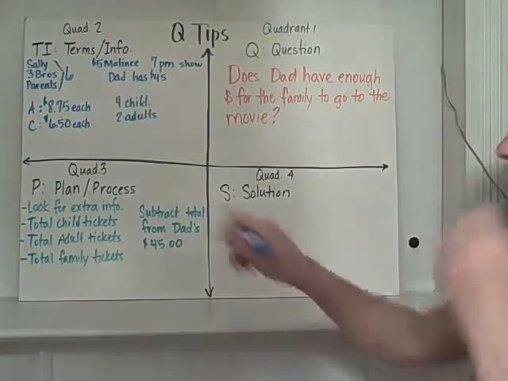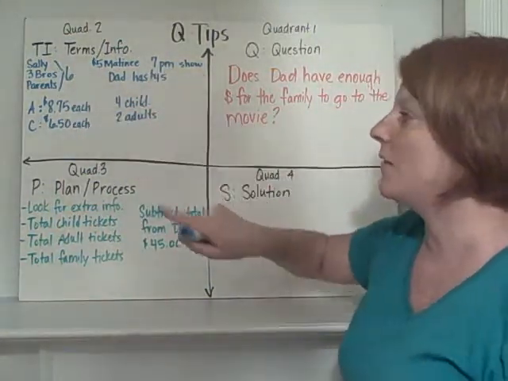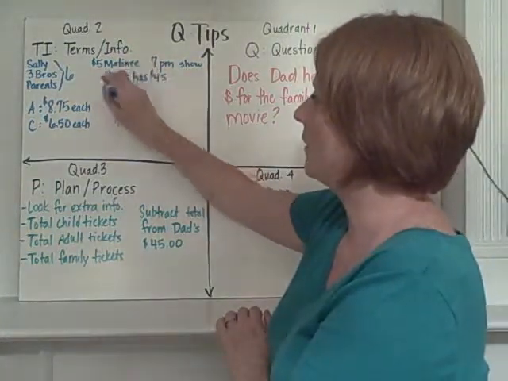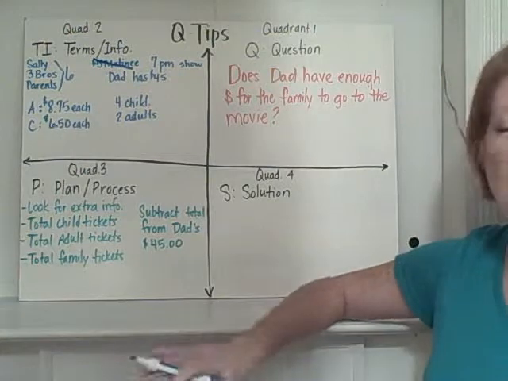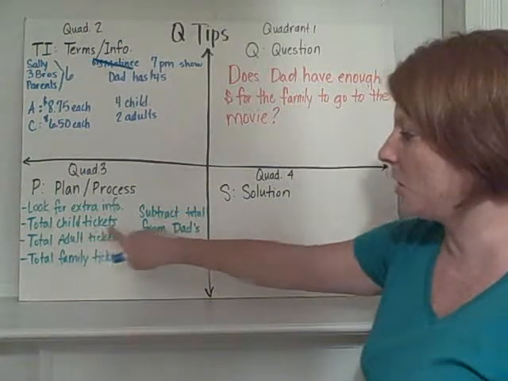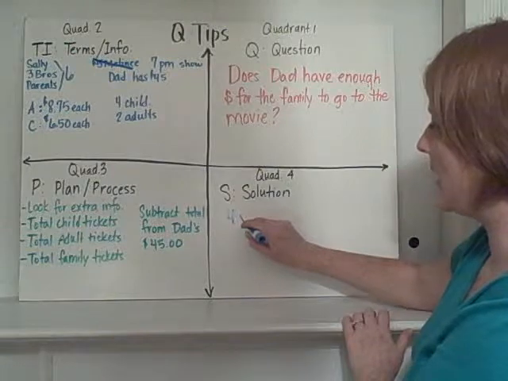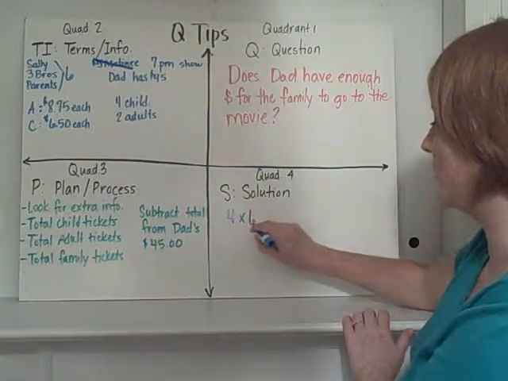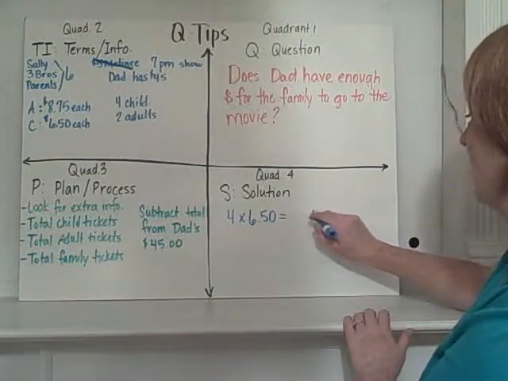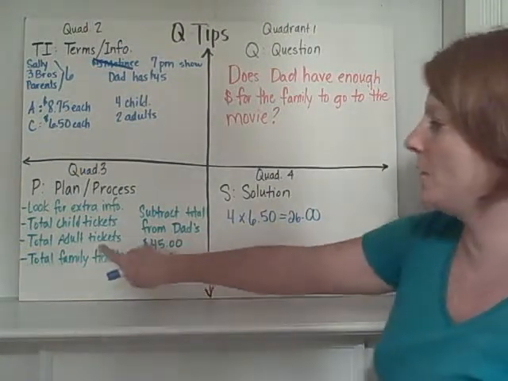We said we were going to look for any extra information from the problem. Well, if we look back here at the information we've been given, the thing we do not need, since we know what time they're going, is the $5 matinee fee. That's not going to help us solve this problem. Okay? So what I'm going to do then is look at the total children tickets. We know there are 4 children. We know that each child's ticket is going to cost us $6.50. And when we multiply those together, we get $26.